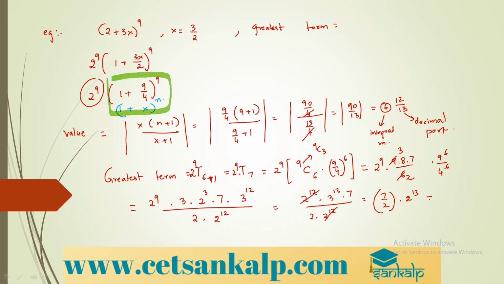And then in short, I can write 7 by 2 into 3 power 13. Sorry, a small mistake. So I can write 7 by 2 into 3 power 13. This will be the greatest term. So see, it will be difficult in the beginning, but you have to practice lots and lots of problems. It will be easy for you.